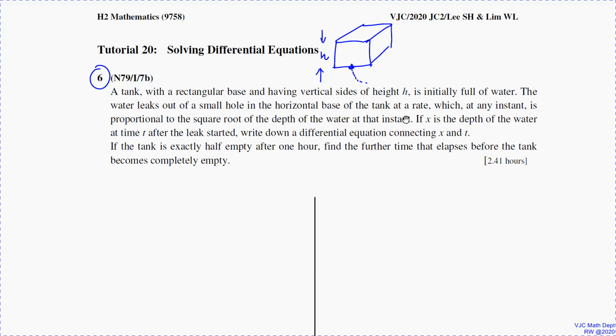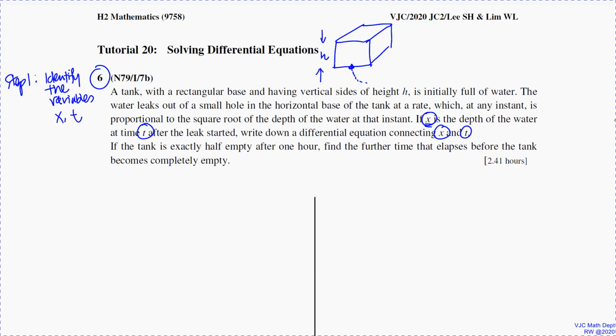The question is guiding in a way because it defines some variables for us, x and t. x is the depth of water, t is the time after the leak starts. Write down a DE connecting x and t. So step 1, identifying variables, is made slightly easier for us, where we only want x and t at the end.